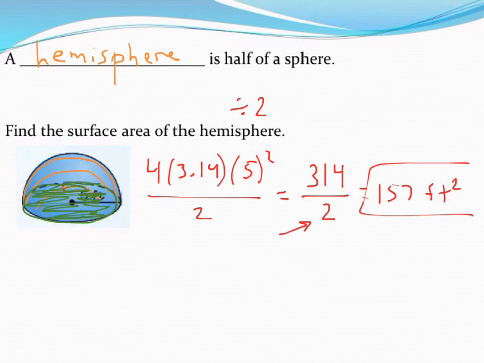However, if your teacher says they want to include that part as well, make sure you add on that area of the circle. Well, since it's just a circle, it's just pi r squared. So if your teacher asks you to find that circular part as well, make sure you do the 157, the dome part of the sphere, the hemisphere, but then add on the area of that circle along the bottom.